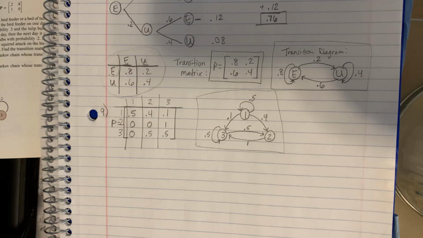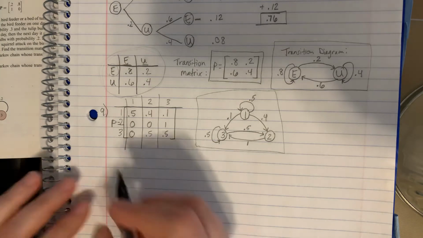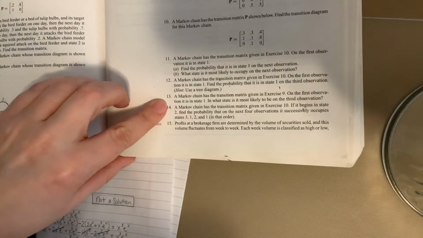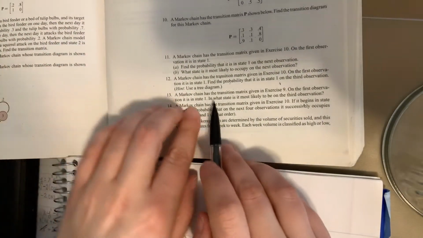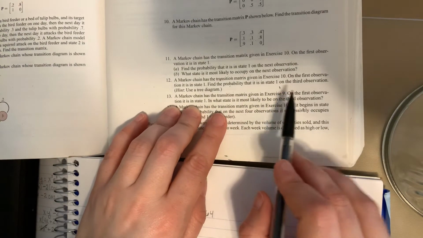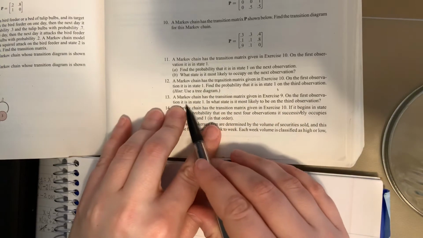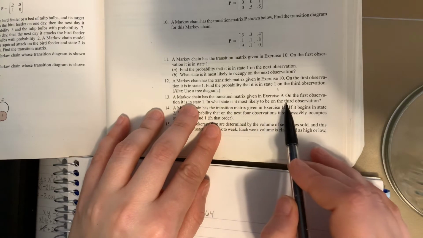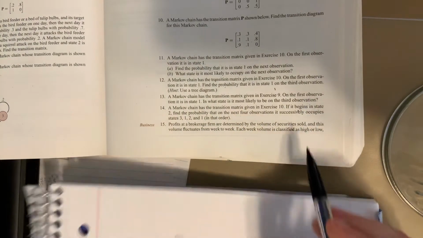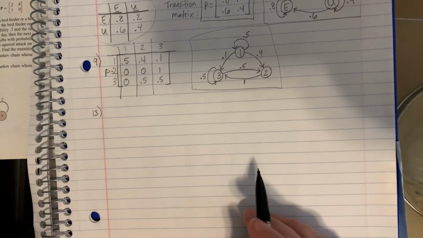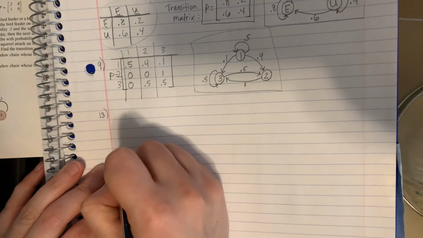Okay, number 13 was the next one. So 13 was right here. A Markov chain has the transition matrix given in exercise 9. So luckily I already have that one written down. On the first observation, it is in state 1. In what state is it most likely to be on the third observation? So I need to do it 3 times. On the first one, I know that I'm in state 1 is what it said. So I'm in state 1 to begin with.